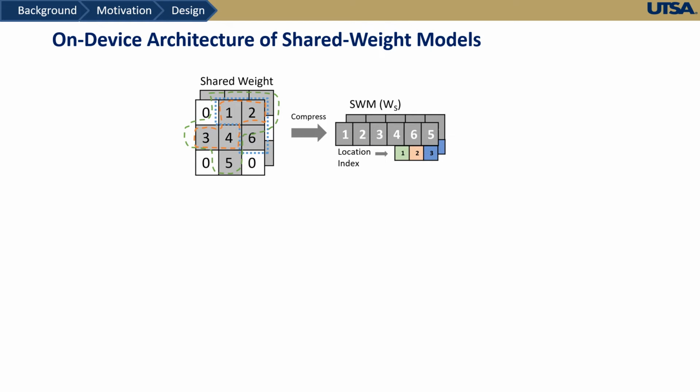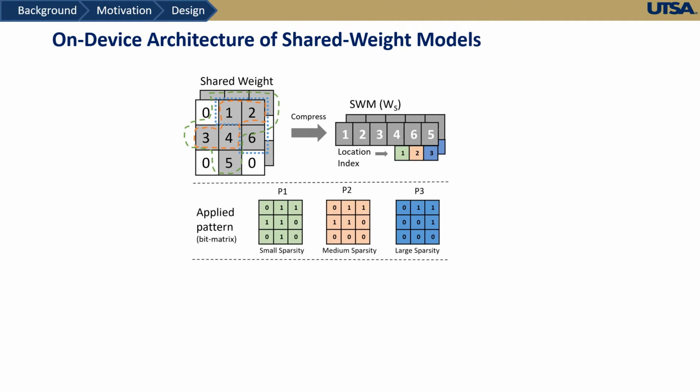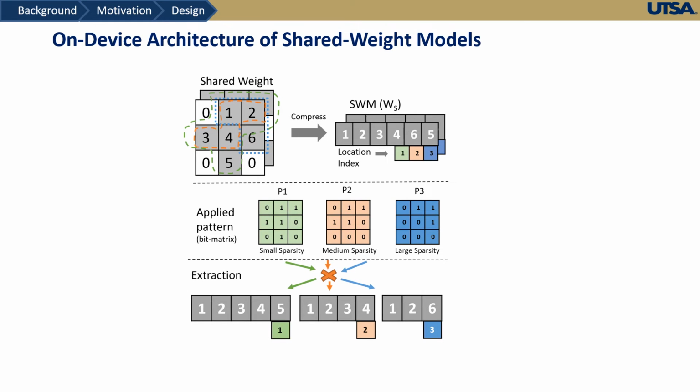Next, we compress them by eliminating pruned information and represent these with a 1D array. Here the location index represents the address of the associated applied patterns. Applied patterns are represented with a bit matrix. So during inference, a particular model needs extraction based on the availability of power. We will discuss the model extraction and computation process in the next slides.